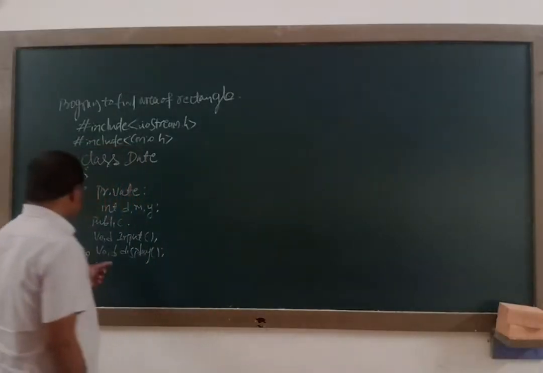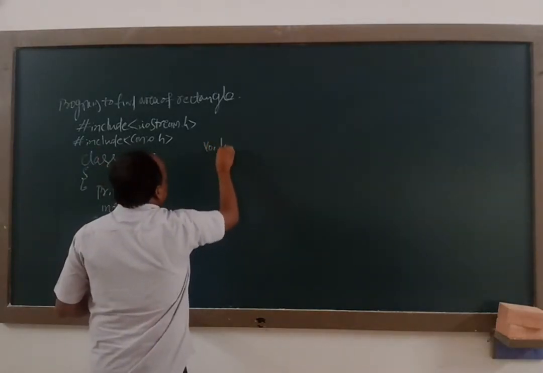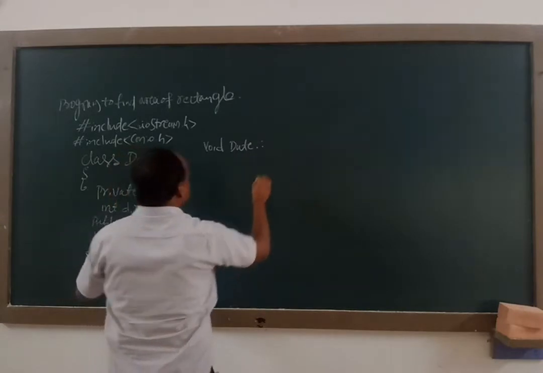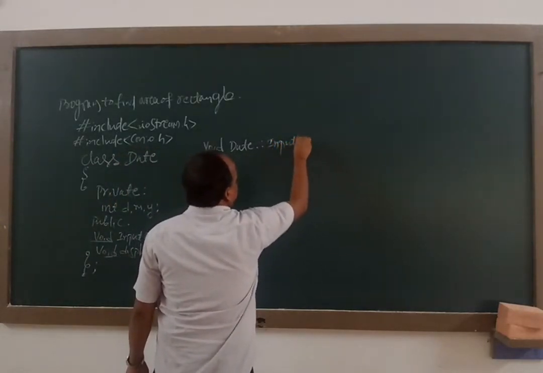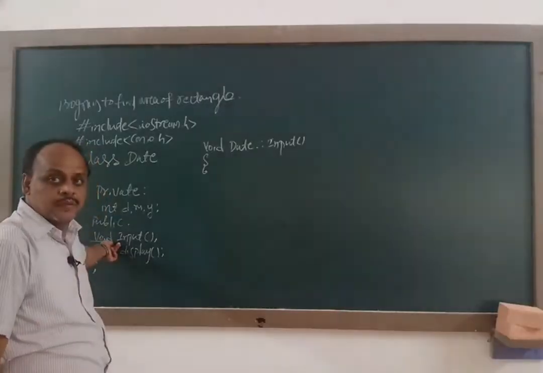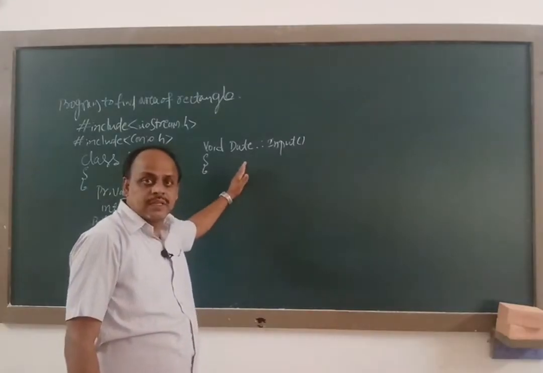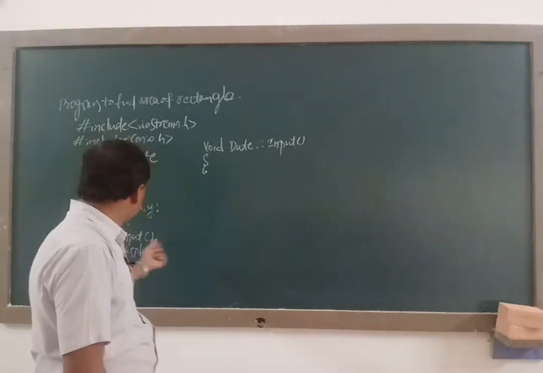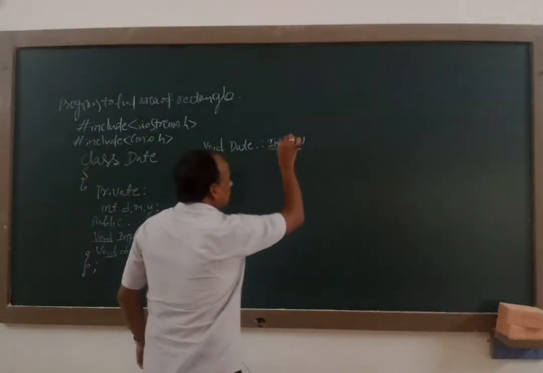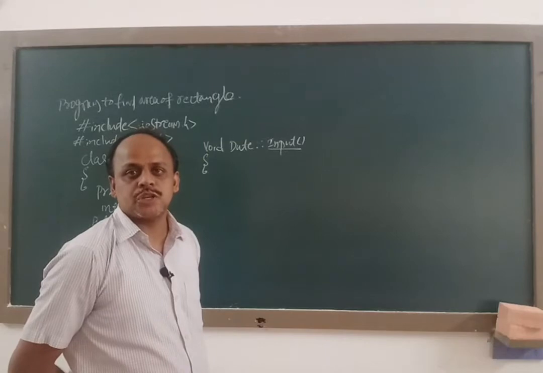So what is the return type for the input function? Void. Display function, void. So therefore void, name of the class is date, scope resolution operator, function name input function, right? Now write the code. In the previous program we wrote code here only, means before closing the class we wrote code. Now I am going to write code for the member functions outside the class. That is, after closing the class I am going to write code for this input function. How is it possible? It is possible with the help of scope resolution operator.